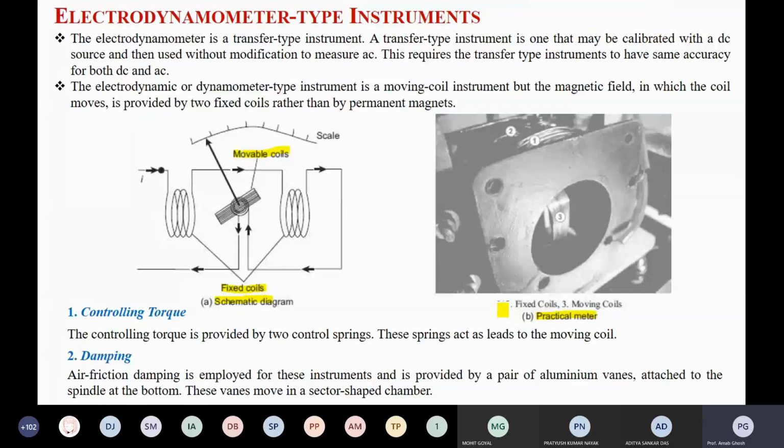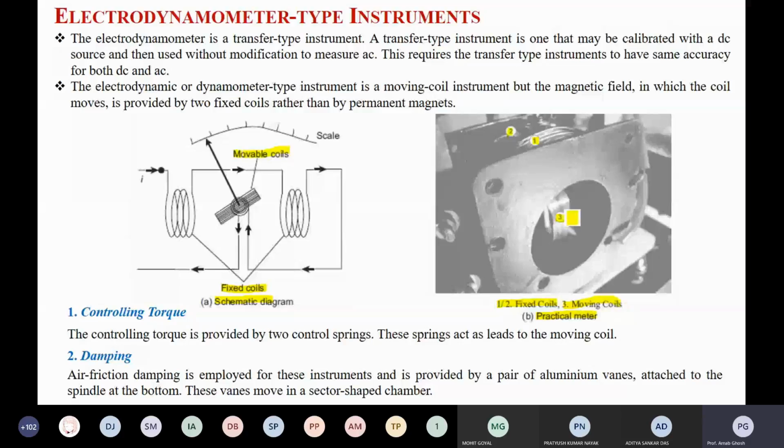Here, 1 and 2 are both the fixed coils, as you can understand from the diagram. And 3 is your moving coil, which is situated in between the fixed coils.